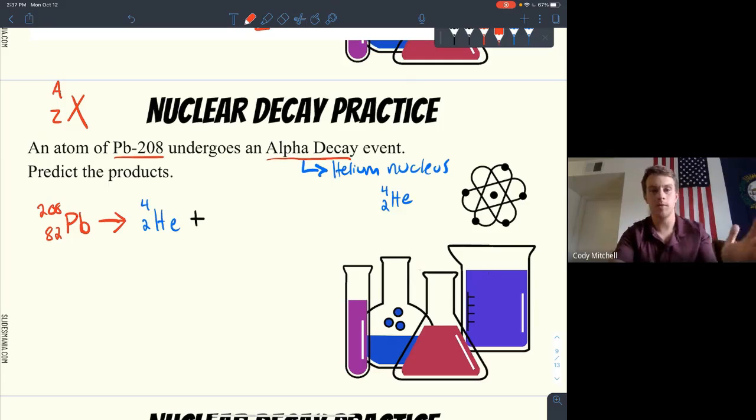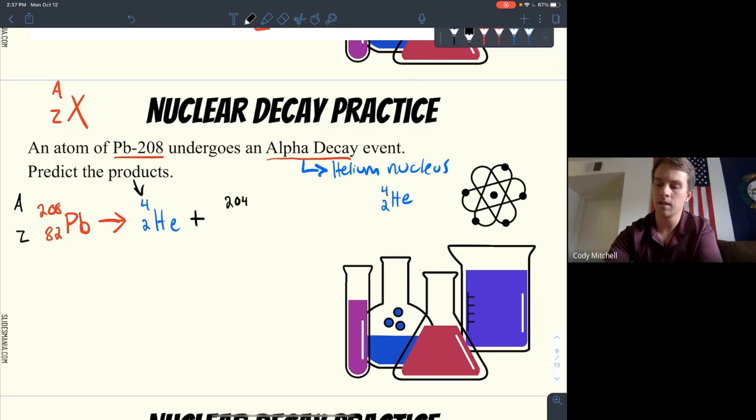So I've got to make my numbers on the left add up to my numbers on the right. Another way of thinking about this is my atomic mass on the left side is going to lose 4. So I'm just going to subtract 4. So 208 minus 4 is 204. And then the same thing applies for my atomic number, Z. Start with 82. I'm going to have to lose 2, which means it's going to be 80.